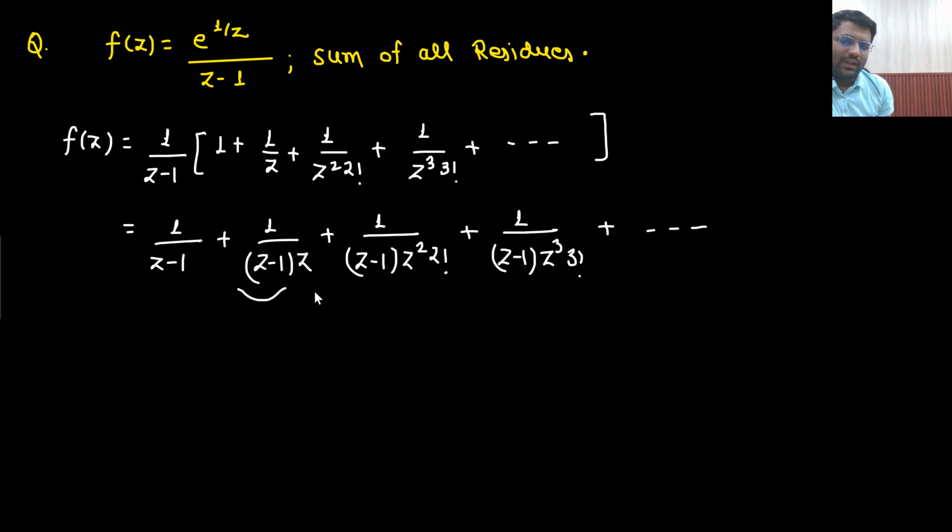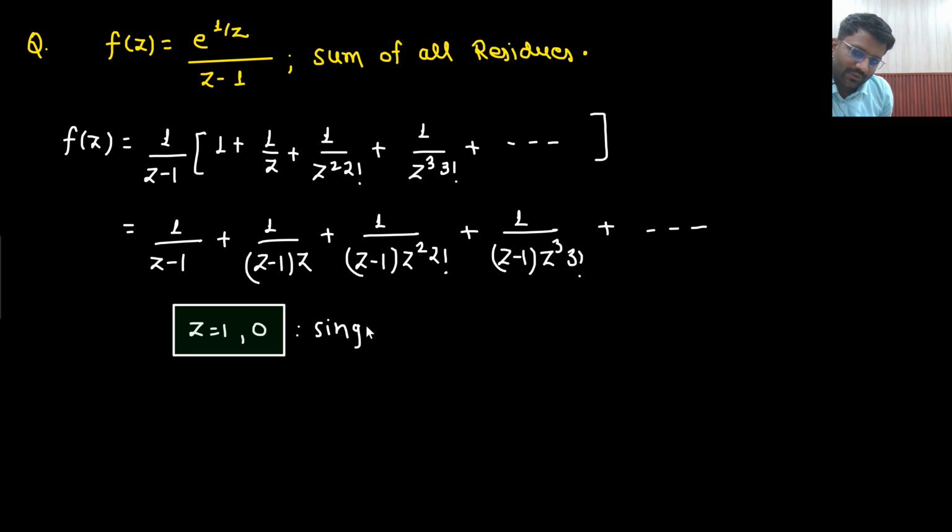Now you can see that, sir, two guys will create the problem. One guy would be z equals to 1 and other guy would be z equals to 0. So these are my singularities. These are my singularities for sure. This I already know. Now let me know z equals to 1 is what kind of singularity and z equals to 0 is what kind of singularity.